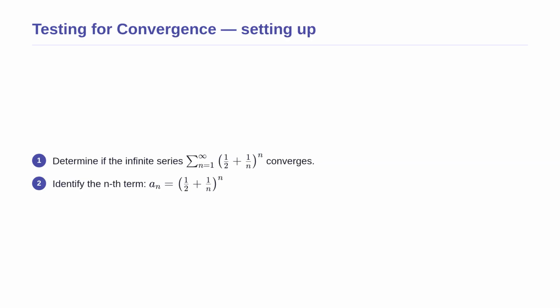Before we move on to why this works, let us see this formula in action with a concrete example. We are asked to determine if a specific infinite series converges. The series has the term (1/2 + 1/n), all raised to the power of n. Because the entire expression is raised to the power of n, Cauchy's nth root test is the perfect strategy. We start by clearly identifying our nth term, a sub n, so we know exactly what to plug into our limit formula.